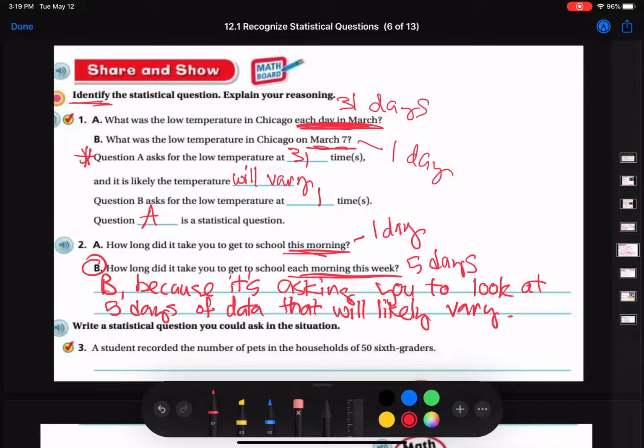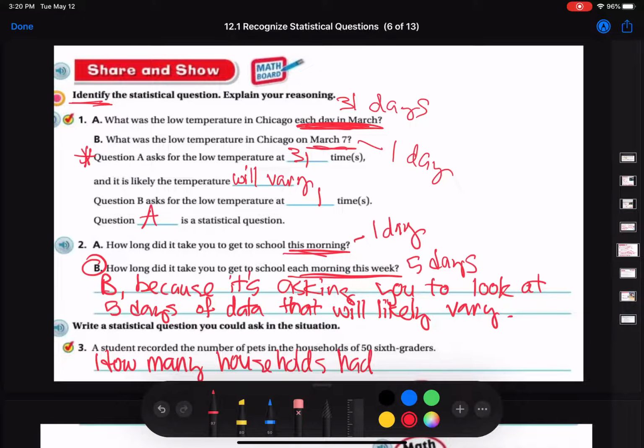All right, so now we have to write a statistical question for the following situation. A student recorded the number of pets in the household of 56 graders. Okay, so what could we ask? We could ask how many households had, pick an animal like cats. How many households had cats?